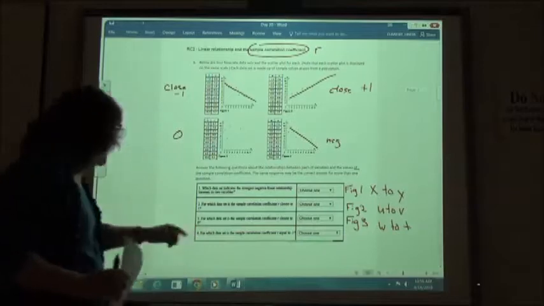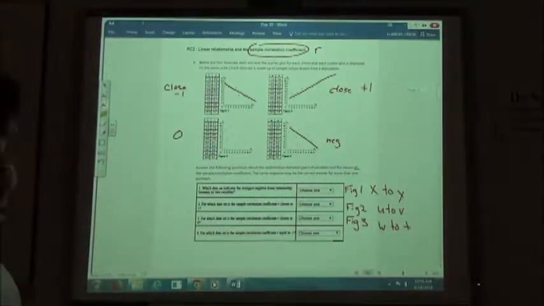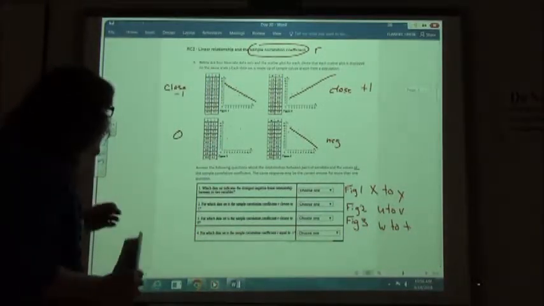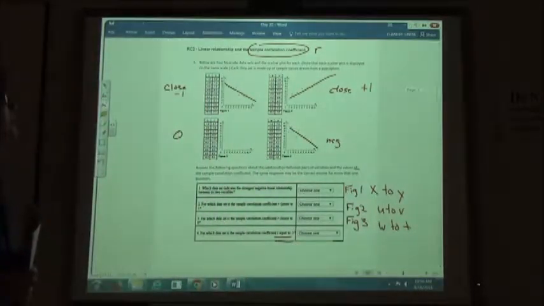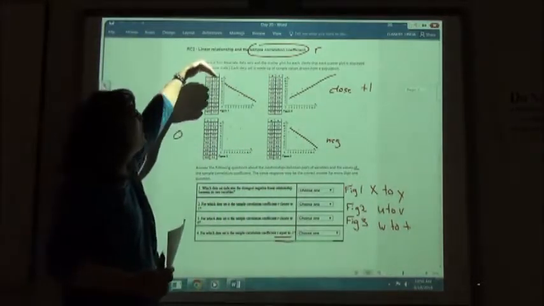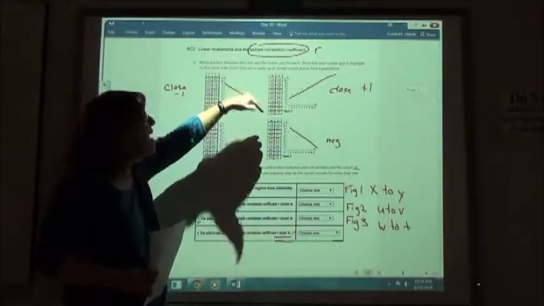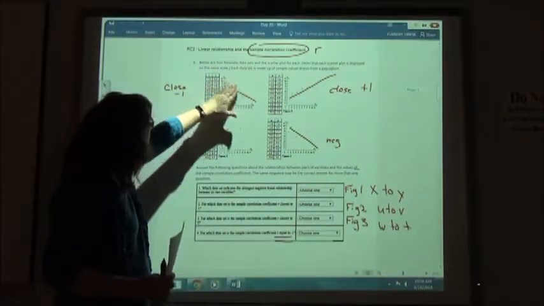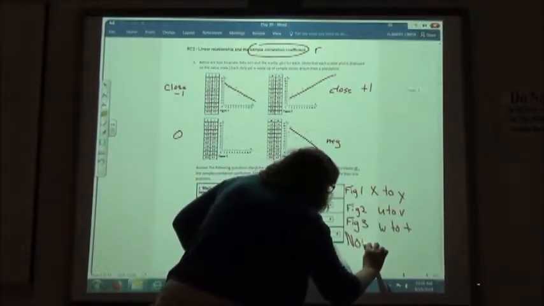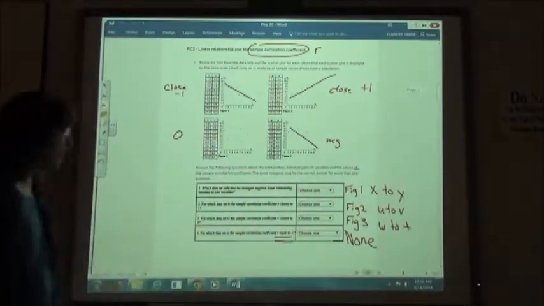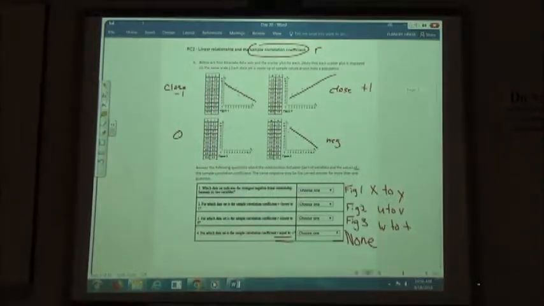And on this one it says for which data set is the sample correlation coefficient R equal to negative 1? If it was equal to negative 1, all my dots would have to be exactly straight on my line. In this case, it's close to negative 1, but not equal to negative 1. So my choice here is that none of them fit that answer. There are none that are exactly equal to negative 1.